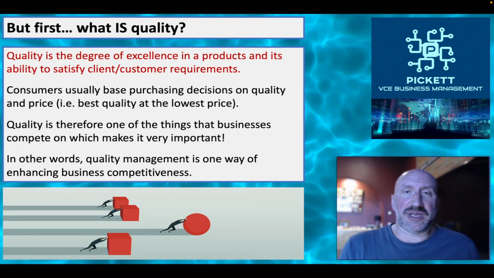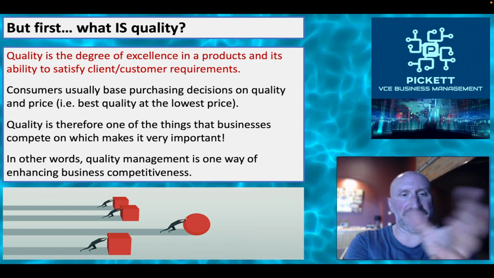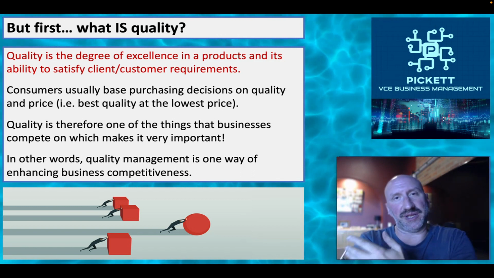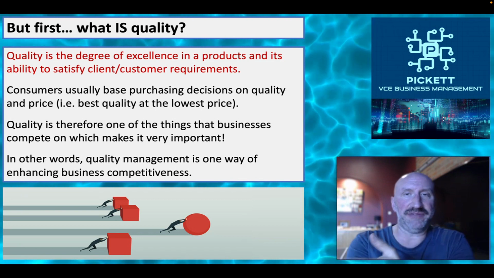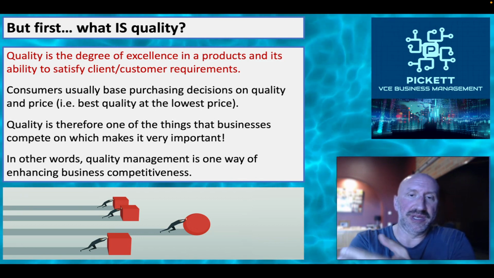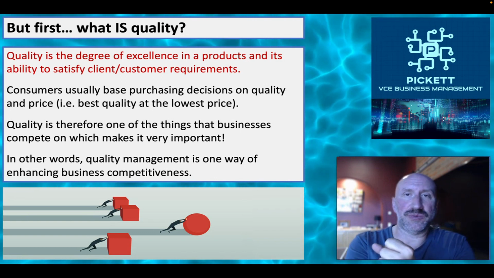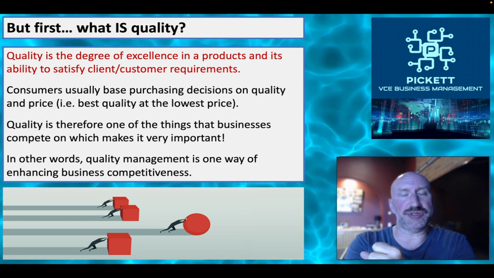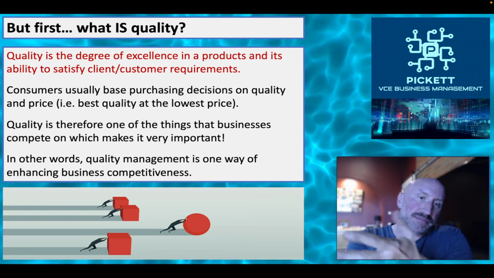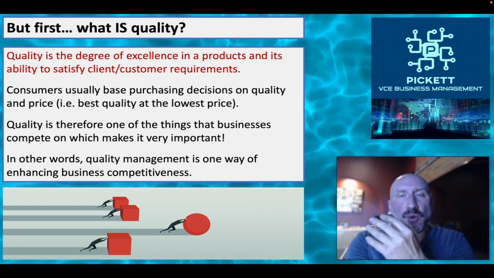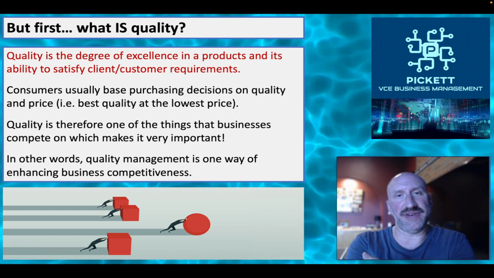Now, the reality is that customers usually base their purchasing decisions on quality, or quality and price, a combination. So in other words, what customers are looking for is to get the best quality that they possibly can for the lowest possible price. So quality is one of the things that businesses compete on, which makes it really important. No business can just ignore quality. Put another way, quality management is one way in which businesses can enhance their competitiveness in the market.